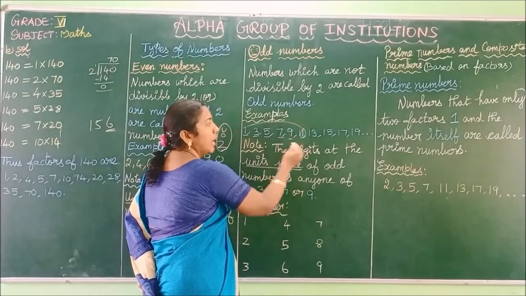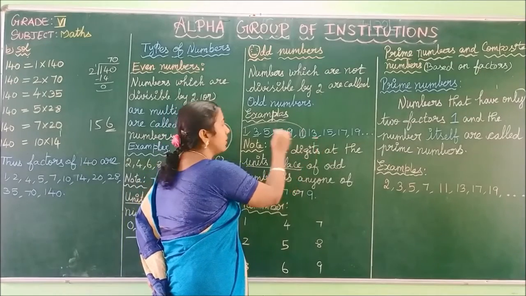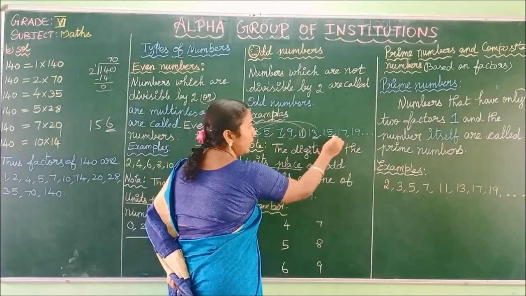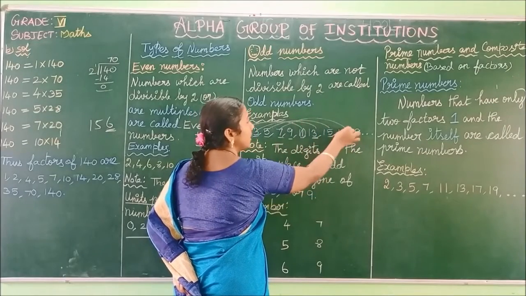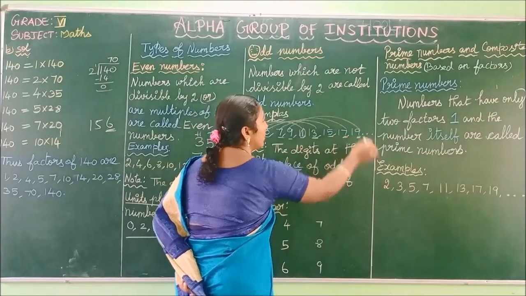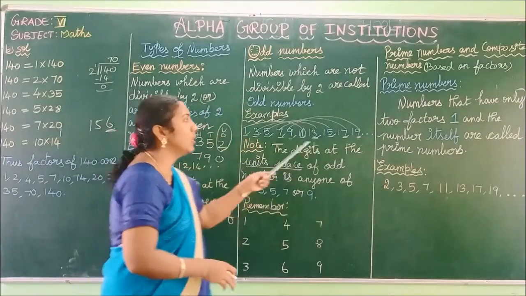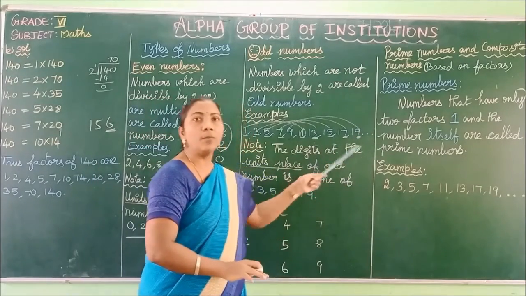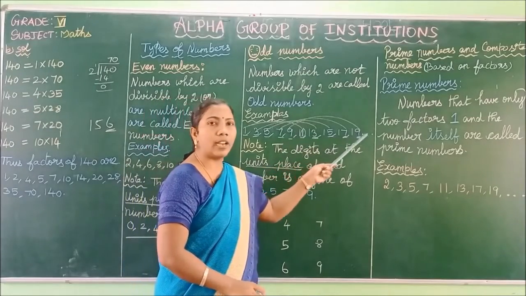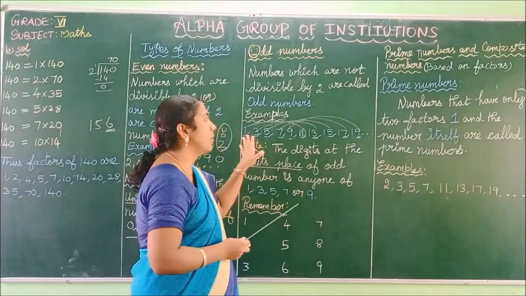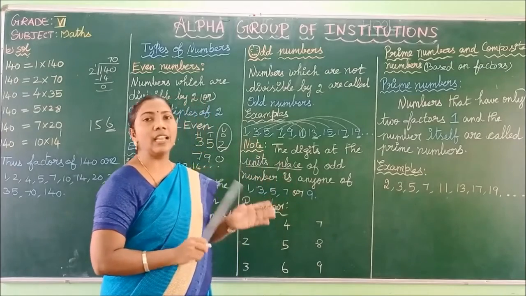See here, the digit in the unit place is 3. 15, the digit in the unit place is 5. 17, the digit in the unit place is 7. 19, the digit in the unit place is 9. So if you write the numbers consecutively, you get the same numbers in the unit place, that is 1, 3, 5, 7, 9 like that. Okay, this is the way you can easily identify the odd numbers.